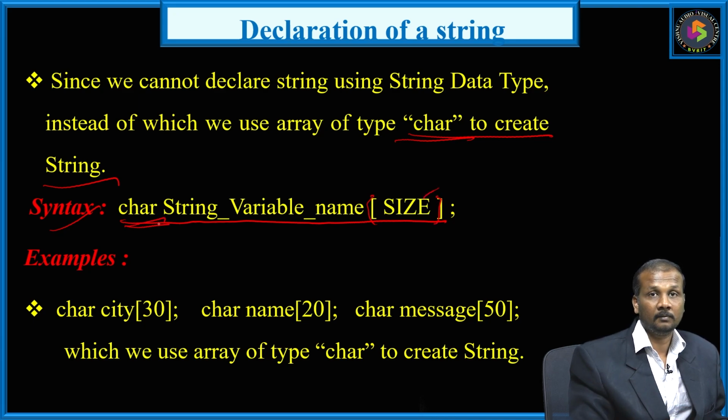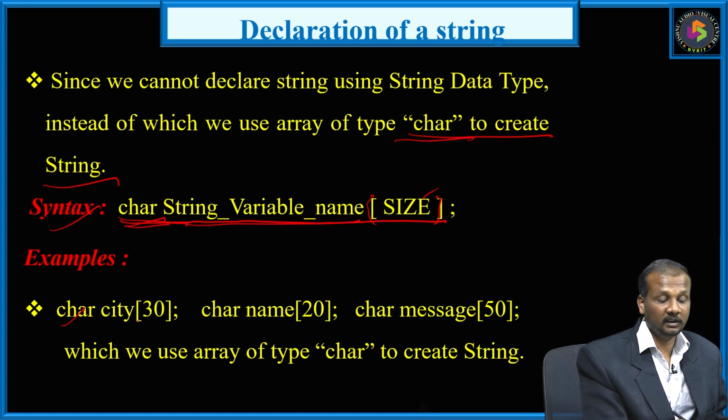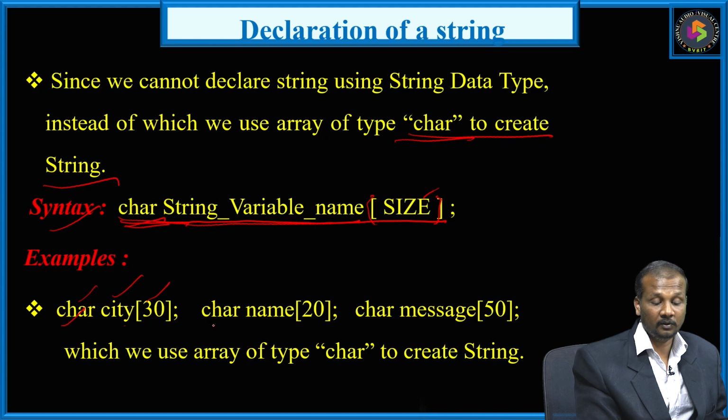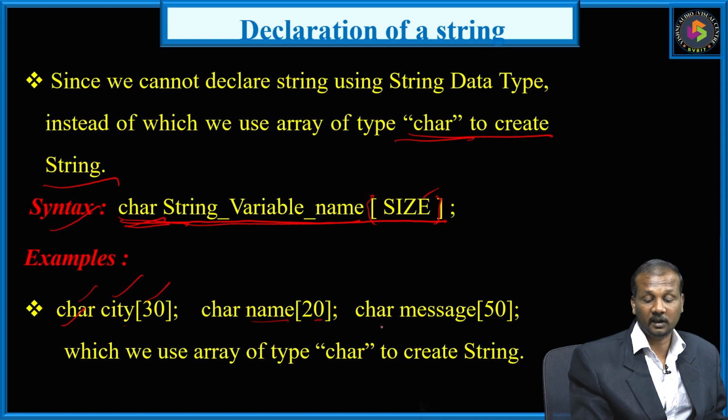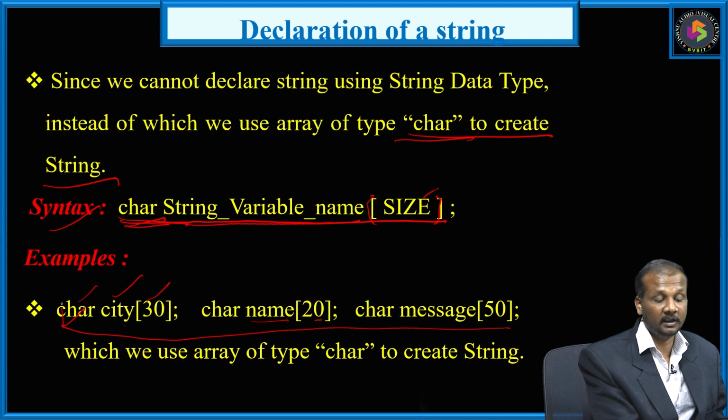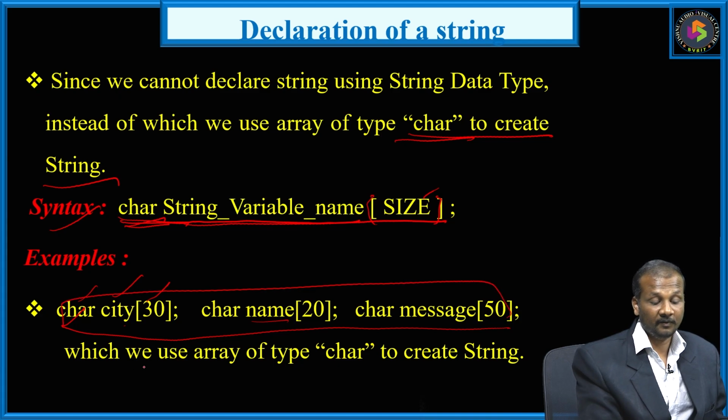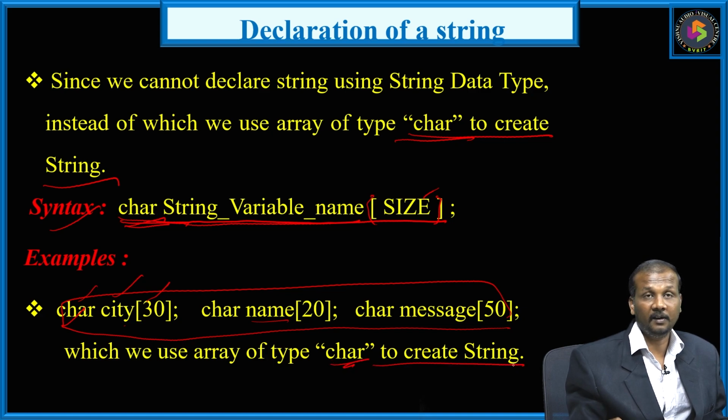char, then the string variable name. For example, char city[30]: char is the data type, city is the string variable name, and the size is 30. Another example: char name[20]. Char is the data type, name is the string variable name, and 20 is the size. Next, char message[50]. These three are examples of strings, where we use an array of type char to create a string.